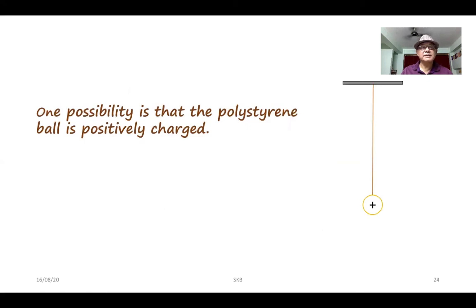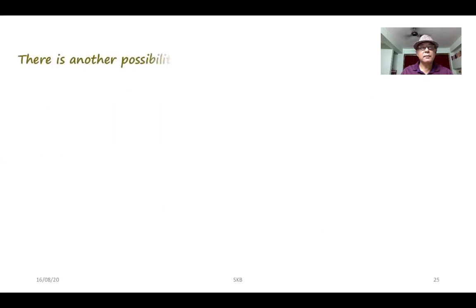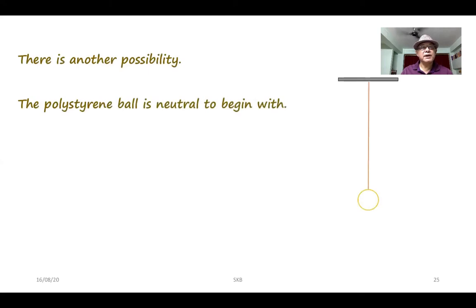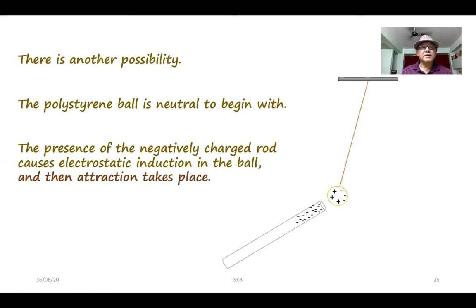One possibility is that the polystyrene ball is positively charged. As the negatively charged rod approaches, the ball is attracted towards it. There is another possibility. The polystyrene ball is neutral to begin with. The presence of the negatively charged rod causes electrostatic induction in the ball. And then attraction takes place.